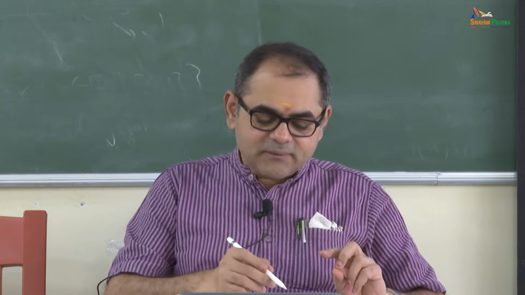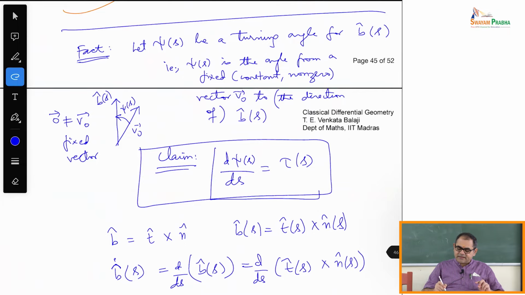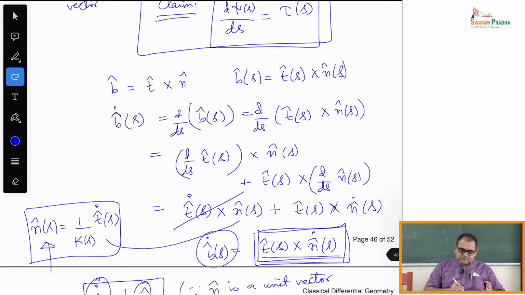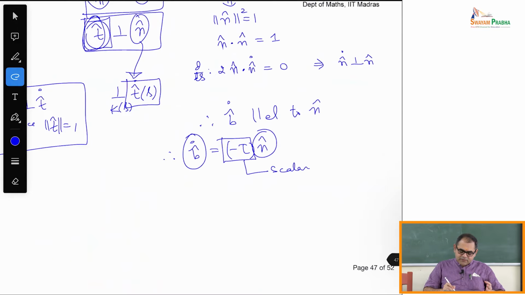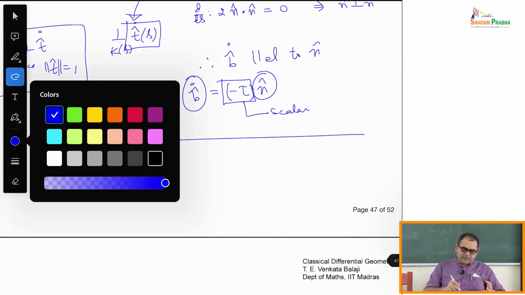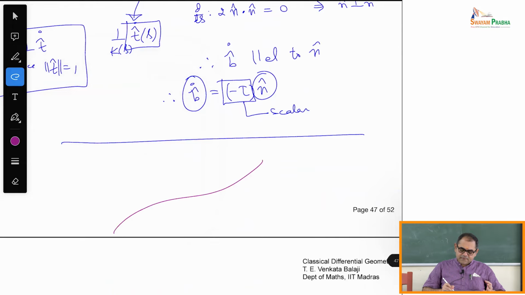Then I wanted to come to this fact that the rate of change of the turning angle is also the torsion. And how does one see that? Let me draw one more picture. So you have this curve, and you have the tangent. So this is gamma s. This is gamma dot of s, which is t hat s, the tangent, then that is the normal, the principal normal, and then there is the binormal.